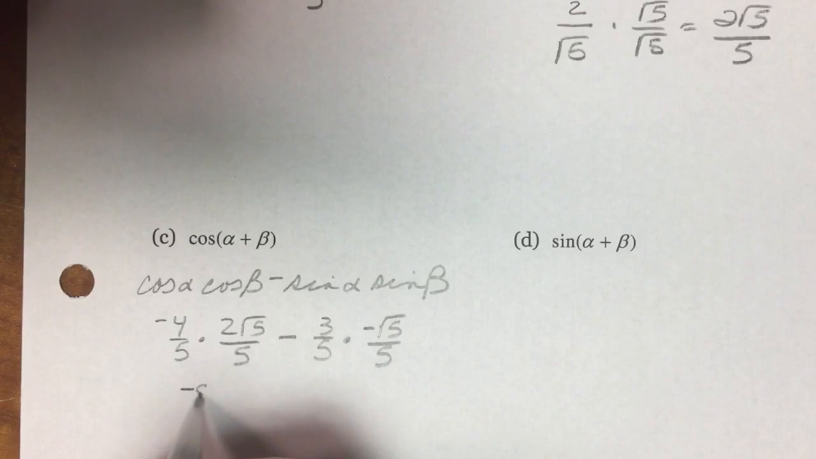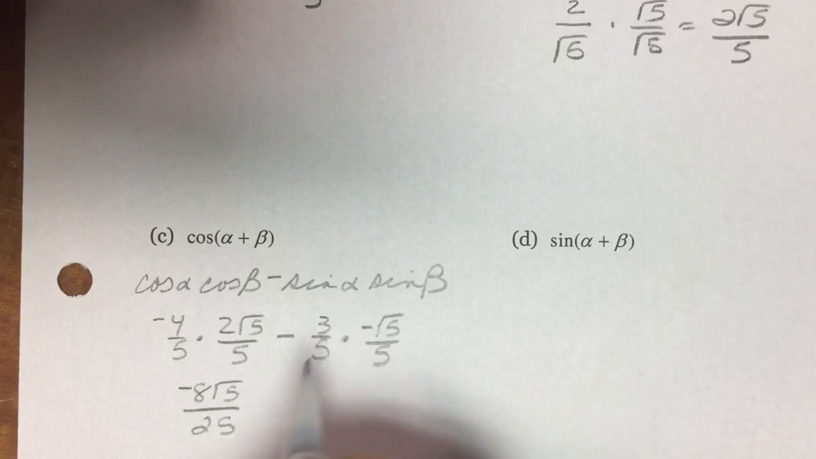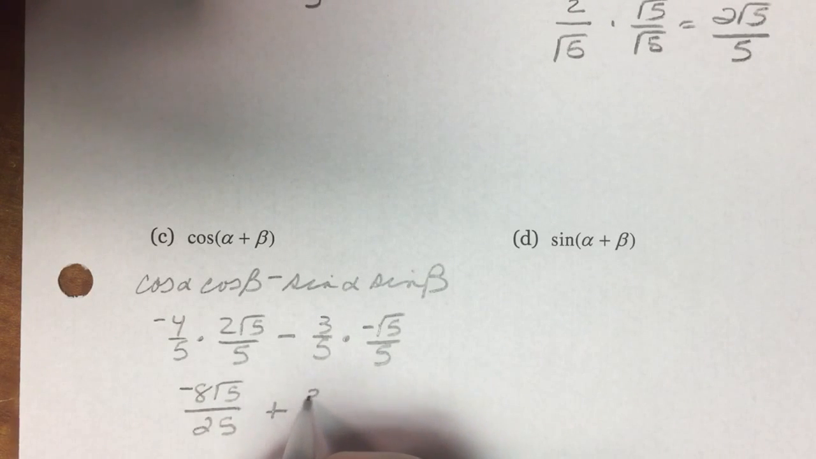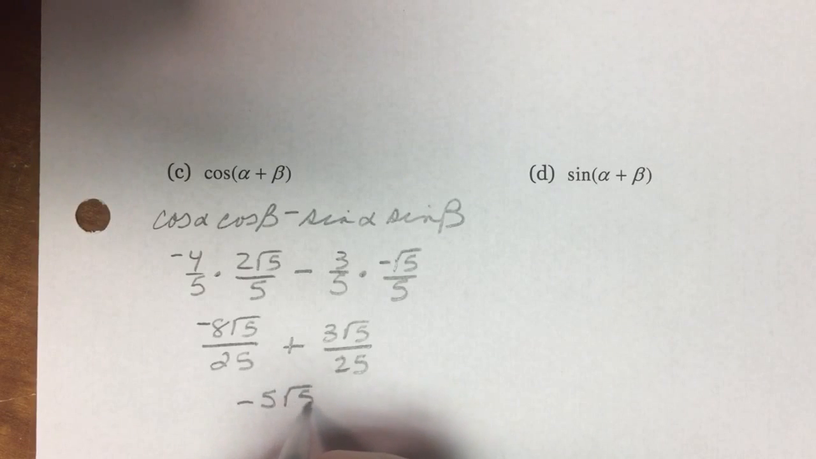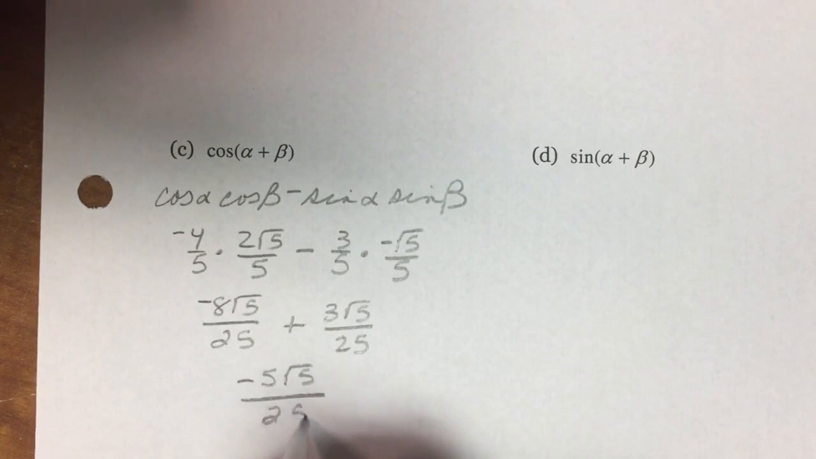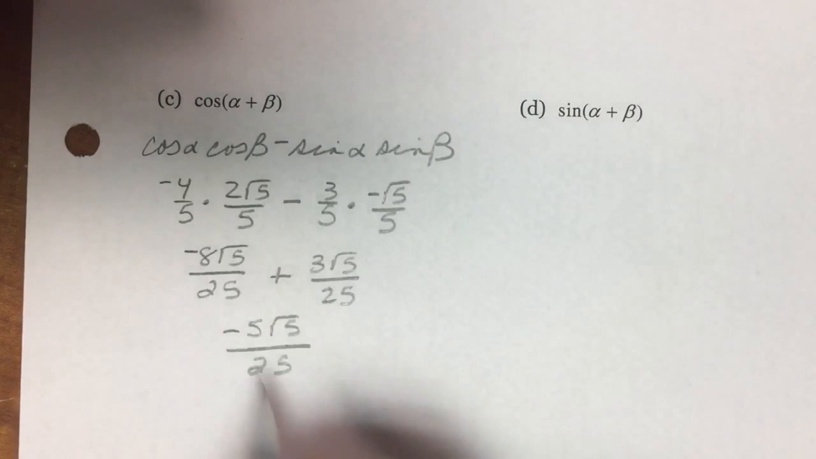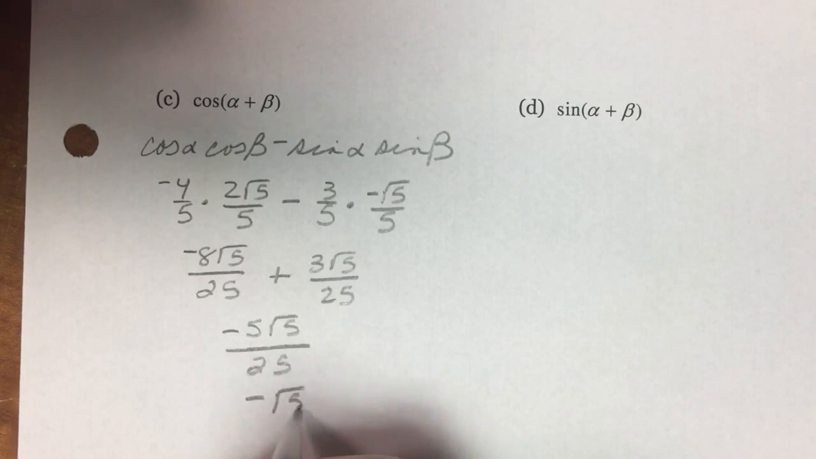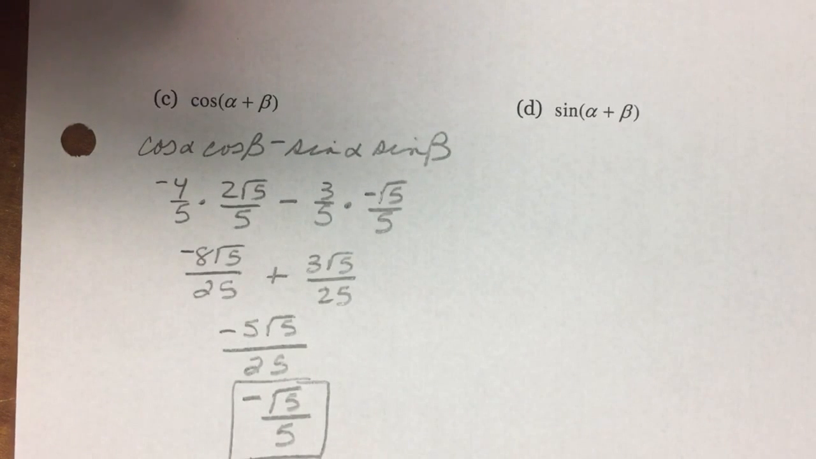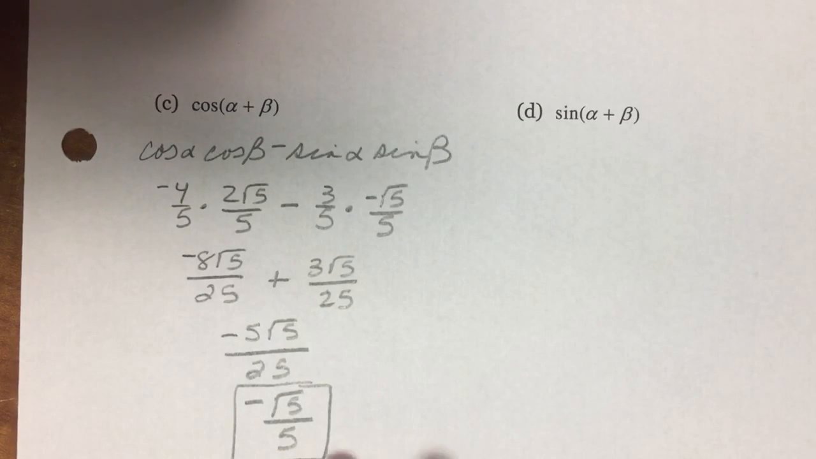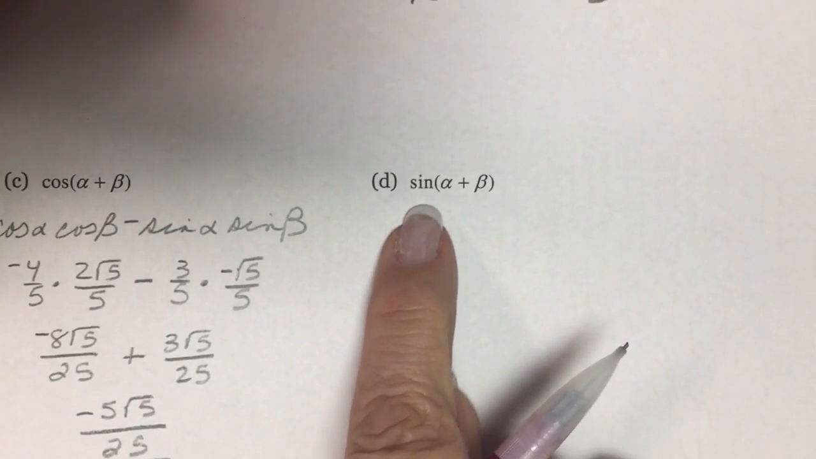So this is going to be negative 8 root 5 over 25 minus a negative is going to end up to be plus 3 root 5 over 25, which is negative 5 root 5 over 25. And then just quickly to simplify, I can cancel the 5's out. So it's going to be negative 1 root 5 over 5. And there you go.